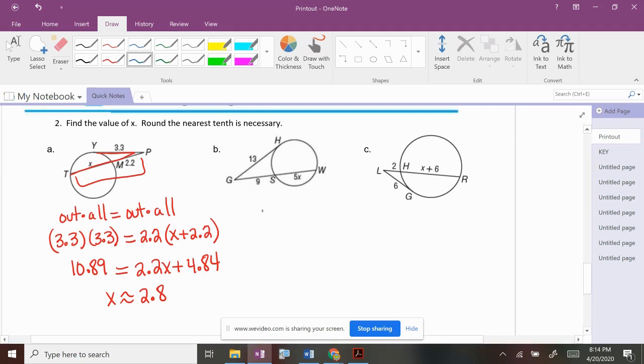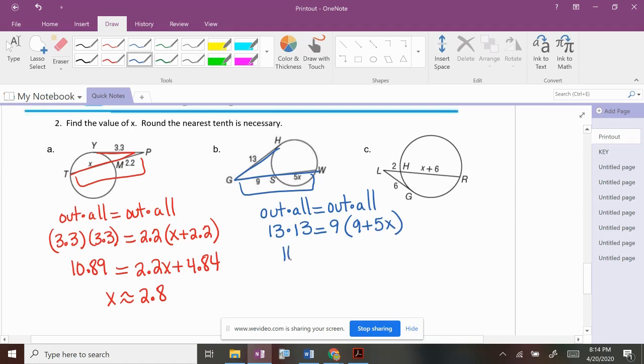Writing out times all. And the tangent, outside of my tangent is 13. What's all of the tangent? 13. Looking at the secant, what's outside? 9. And what's all of it? Make sure, again, you add that. And that could be in any order. You can say 9 plus 5x. You can say 5x plus 9.